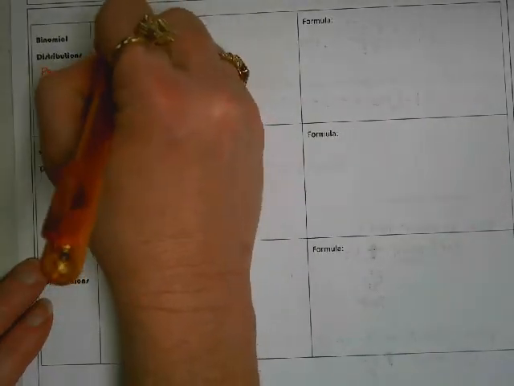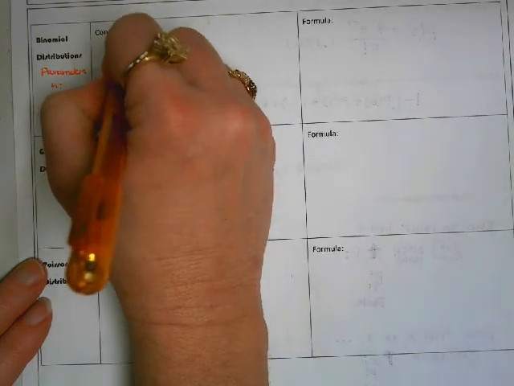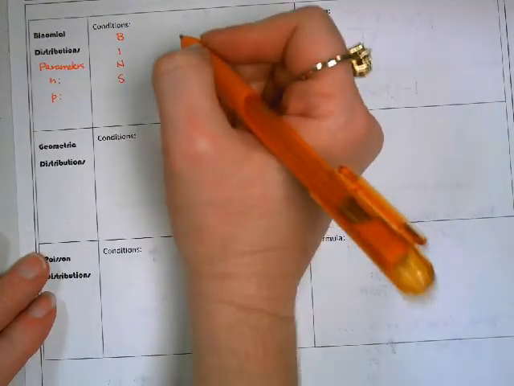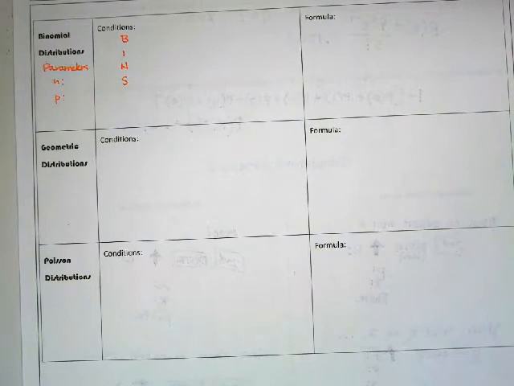Remember the conditions. This one is BINS. It has to be binomial. It has to have a fixed number of trials. It has to be independent. And the probability of success has to be the same for every trial that you have. That's what BINS was for. Here's the formula.